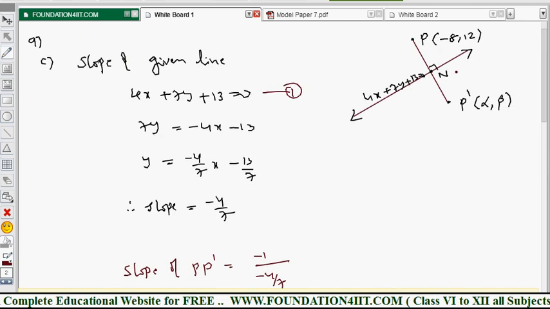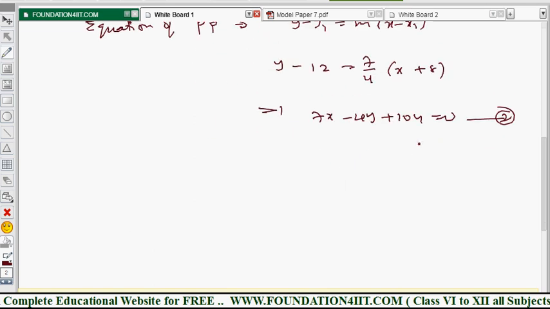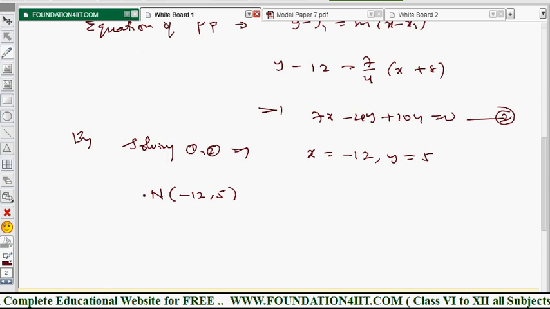These two equations, if you solve, you'll get the point N. This is one equation, this is another equation. By solving these two equations, you get the N value. N is the midpoint. Then you can find P dash by the midpoint formula. By solving 1 and 2, you get x = -12 and y = 5. Equate the coefficients and you can simplify and solve, right? Then N is (-12, 5). P dash is the image of P with respect to the given line, and N is the midpoint of P P dash.